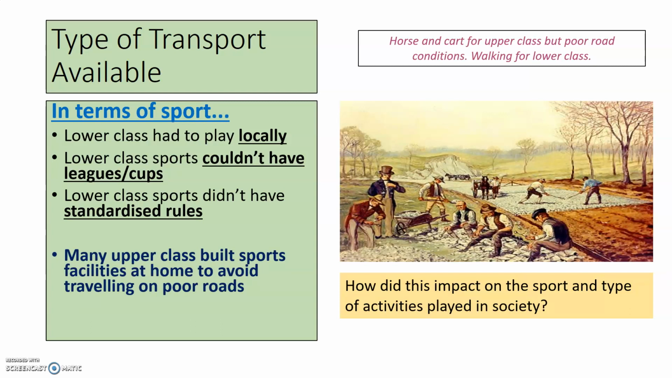It says many upper class built sports facilities at home to avoid travel on poor roads. Okay, so that's why we saw things like tennis courts and lawn tennis courts at the back of people's gardens, or in these stately homes would have had different festivals. But if they did have to travel, then this formed the basis of some sports as well.